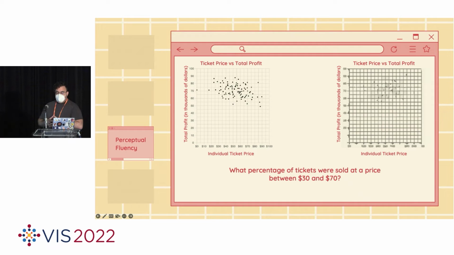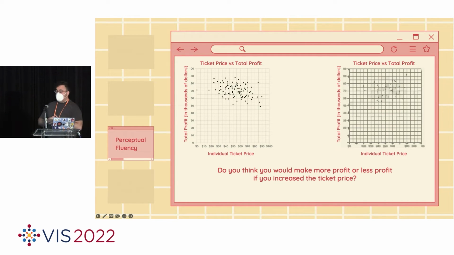So we can ask a question about these visualizations that gets at the fluency of the visualizations. To do this, we'll first ask a question that requires participants to interpret the visualizations. For example, what percentage of tickets were sold at the price between $30 and $70? Once they've answered this question, we ask the participants how difficult it was to answer the question. You might notice that the second visualization is particularly disfluent, so we'd expect the task to be more difficult with the visualization on the right. Thus, we'd expect the visualization on the right to elicit more of a negative affective response.